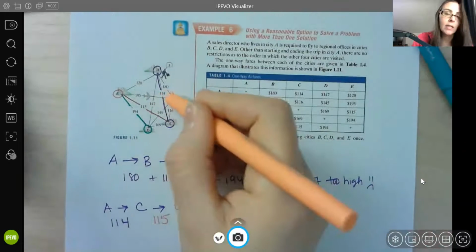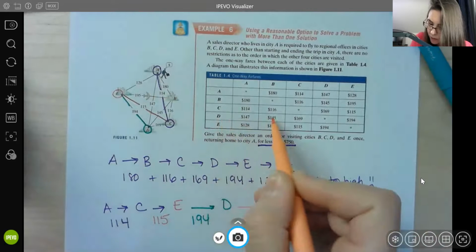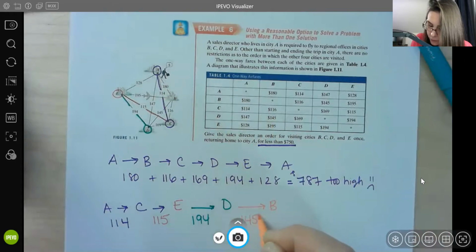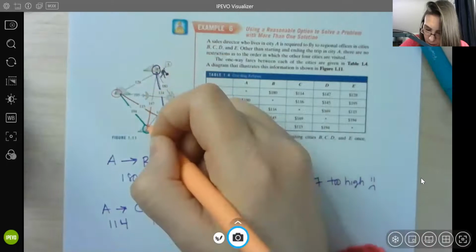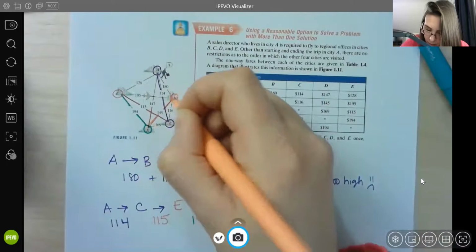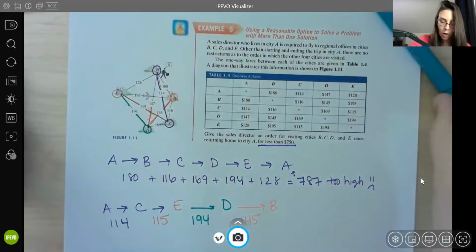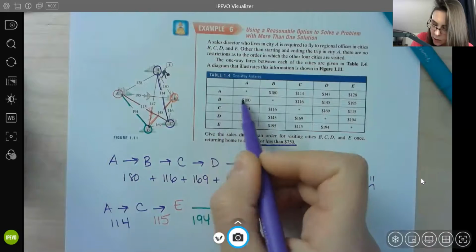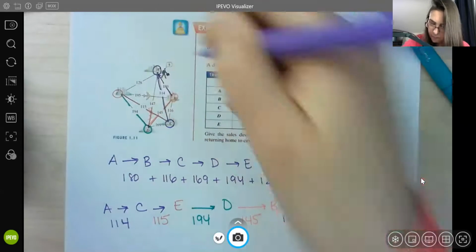So I still have to go to city B. I can't forget B, so I have no choice at this point. I have to pick B. And to go from D to B, it's 145. Actually works out to be the cheapest option anyway, but so I'm going from D. Oops, not going that way, I'm going this way. Right. And I do have to go back home again. So after B, I have to return home to A. So it's going to cost me $180 to get back home to A.